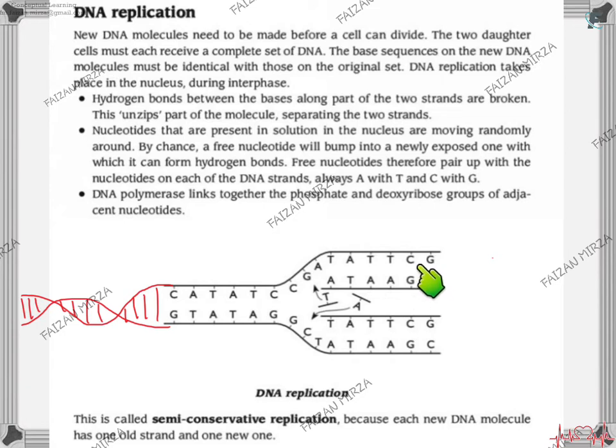Against G, you would get a C. Against C, you get a G. Against T, you get an A, and so on and so forth. DNA polymerase will keep on joining the sugar phosphate backbone, while the hydrogen bonds will hold the complementary base pairs together. And this is how the DNA keeps unwinding, and the molecule of DNA keeps growing. Eventually, you will have two DNA molecules made from one DNA molecule, and this is how DNA replication goes on.